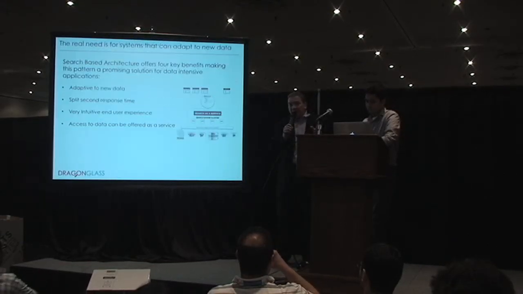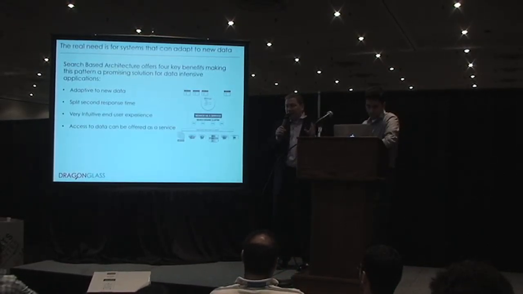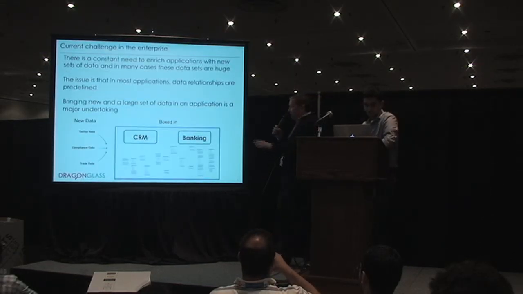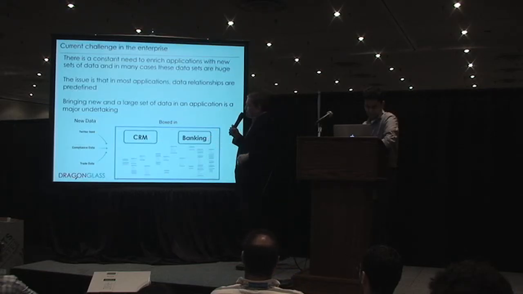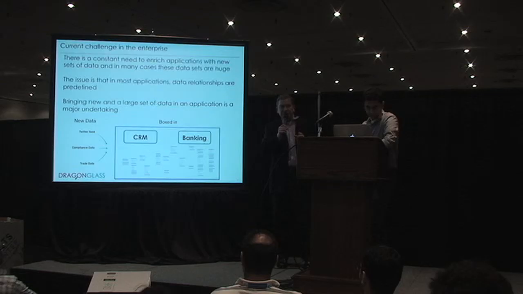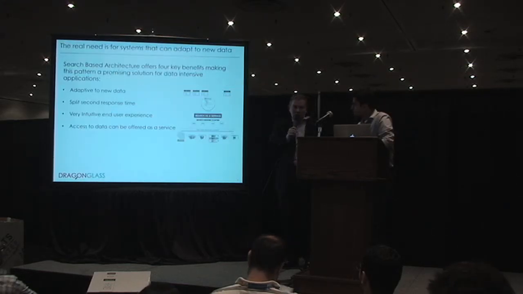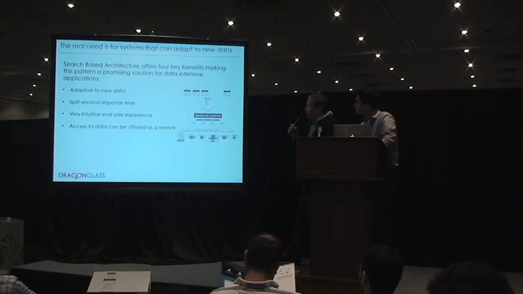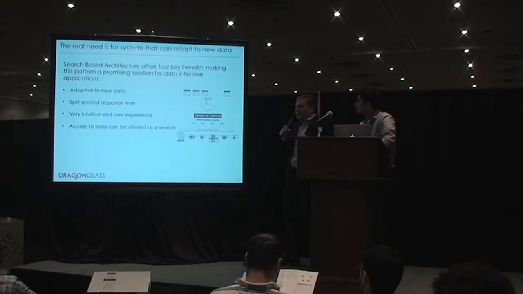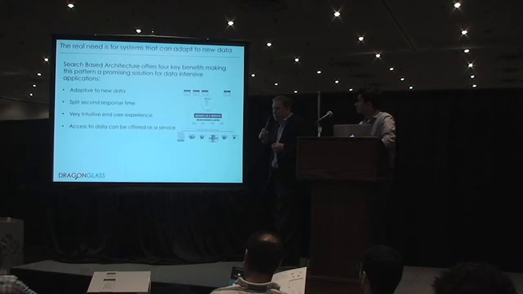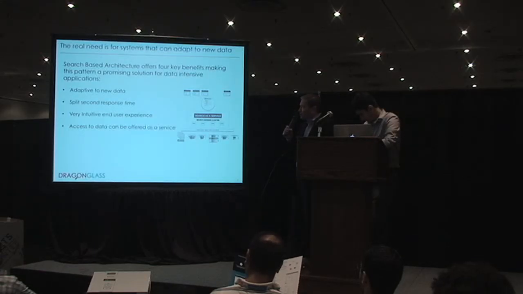In today's world, we've got a couple things that are going on. We've got a lot of new applications that are being brought online, and we still have, on the other side, the ever-present need to bring those new data sources into our existing applications. So how do SBAs help with this issue?